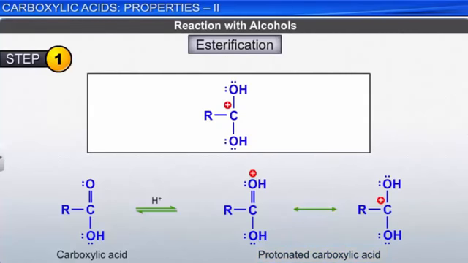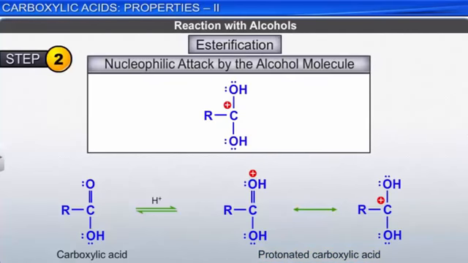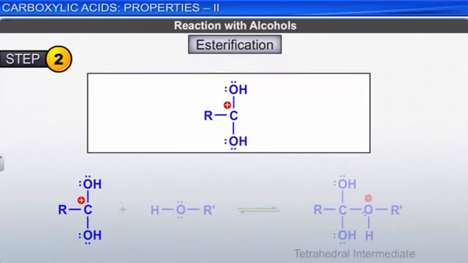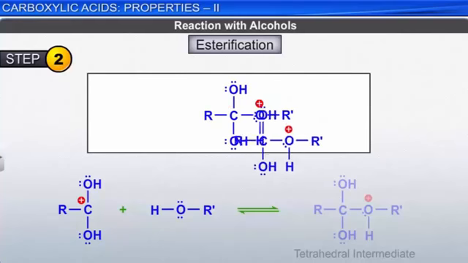The second step is the nucleophilic attack by the alcohol molecule. Due to the protonation, the carbonyl carbon becomes more electrophilic and is therefore attacked easily by the electron-rich oxygen atom of the alcohol molecule to form a tetrahedral intermediate.